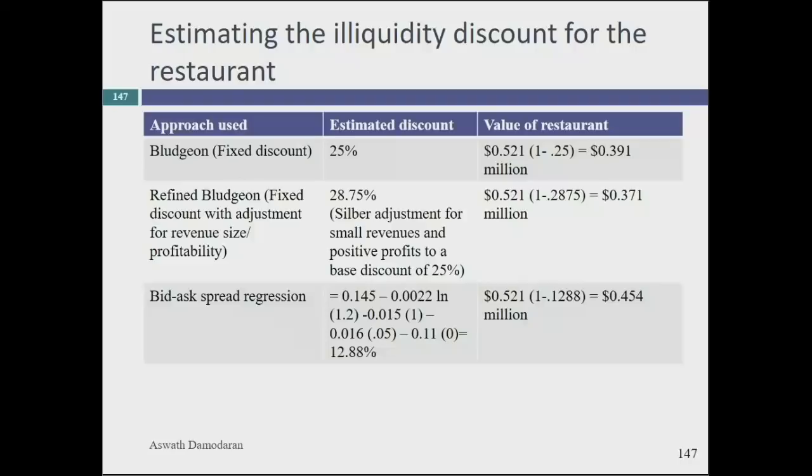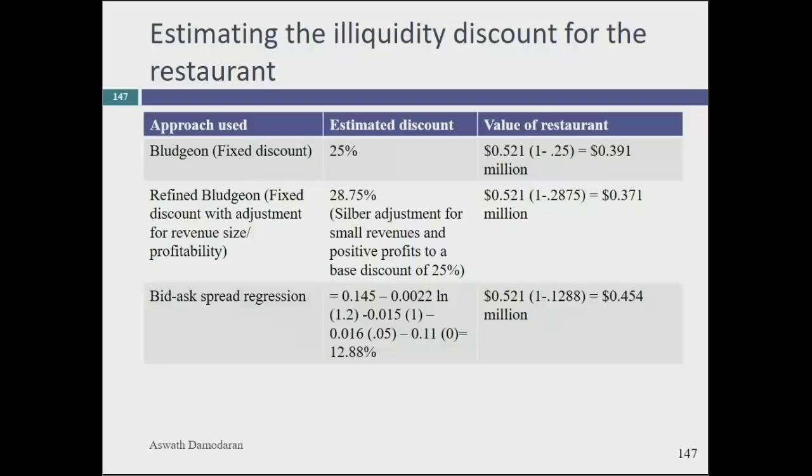I said, if the discount is an extension of how investors are treating discounts at public companies, your discount should be only 12.88%. And I think that's a much fairer number than attaching a 25% fixed number or taking the 25% and even doing the Silber adjustment, because I think I'm being incredibly unfair in taking this discount that comes from a biased sample and attaching it to a perfectly healthy French restaurant. But there is no sampling bias to begin with.